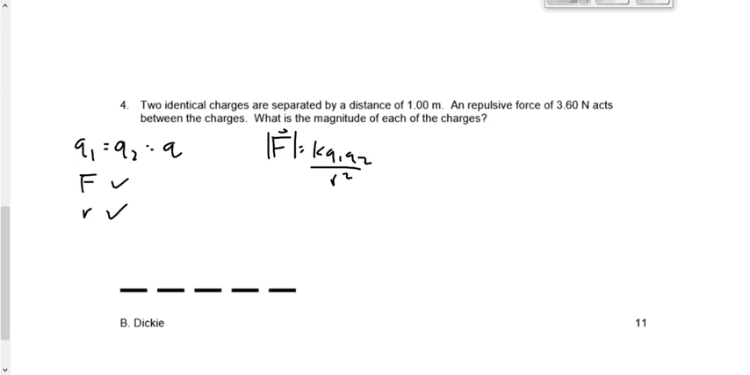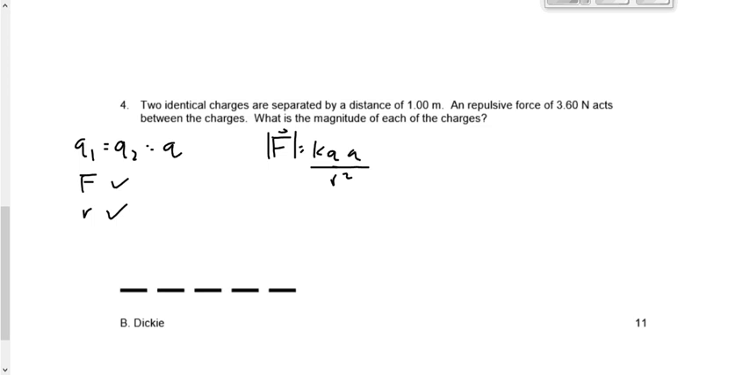Connor, what's Q1 and Q2? We're just calling them Q. So let's make it K times Q times Q over R squared. But what's Q squared? Mason, what's Q times Q equal to? Whoops, I may have given it away. What's Q times Q equal to?